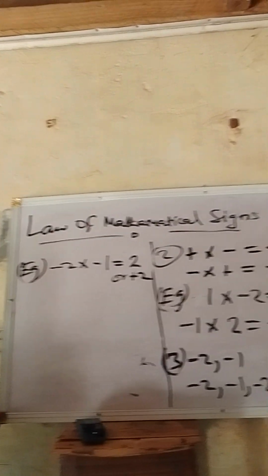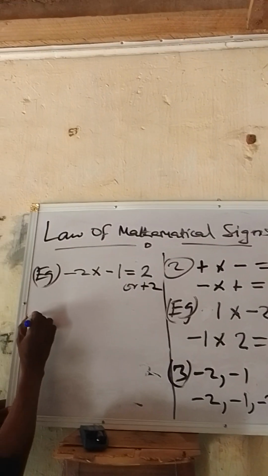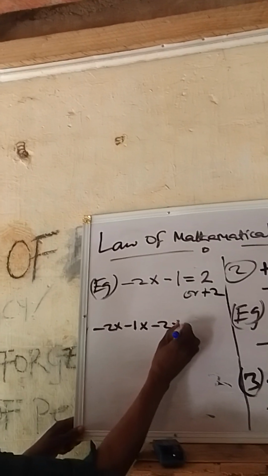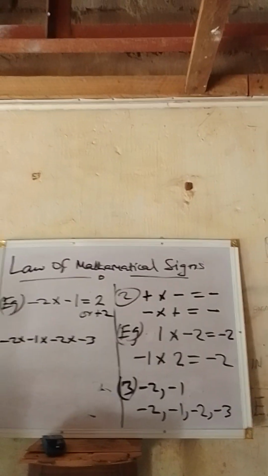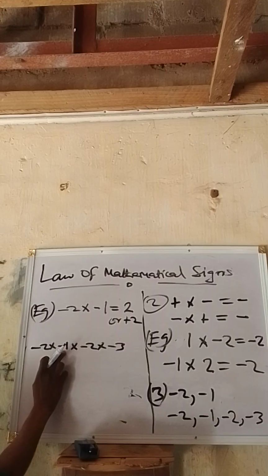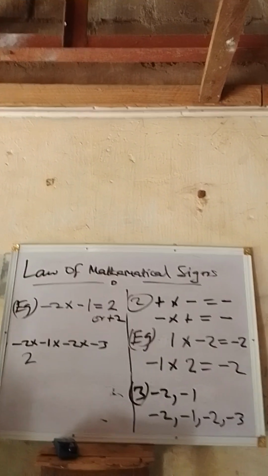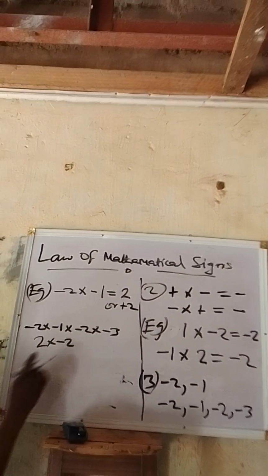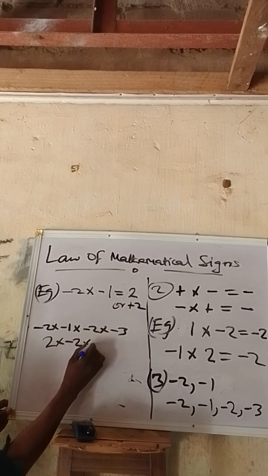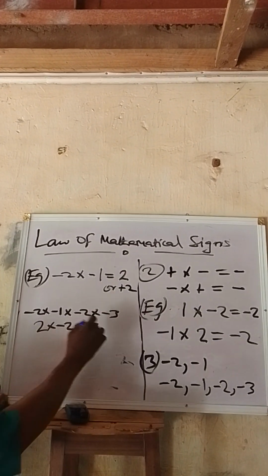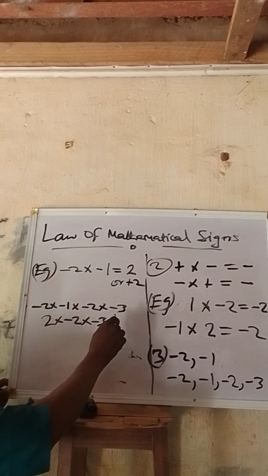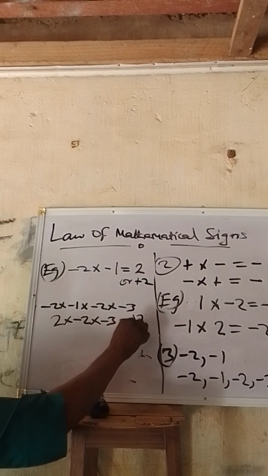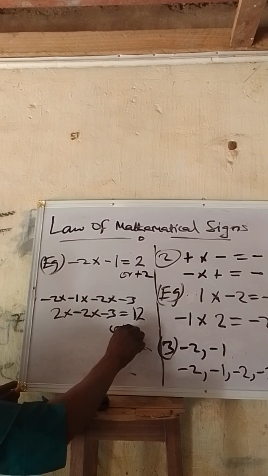So also, if we are to take the other even sequence, minus 2 times minus 1 times minus 2 times minus 3, what will be the answer? Minus 2 times minus 1 is plus 2. Plus 2 times minus 2 is minus 4. Minus 4 times minus 3 is plus 12. It is plus 12, or you write it this way.